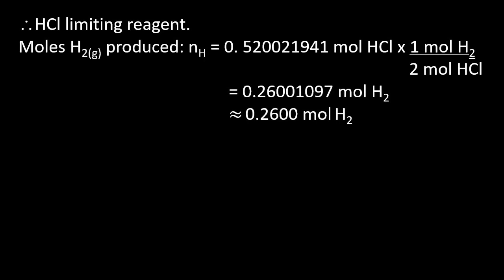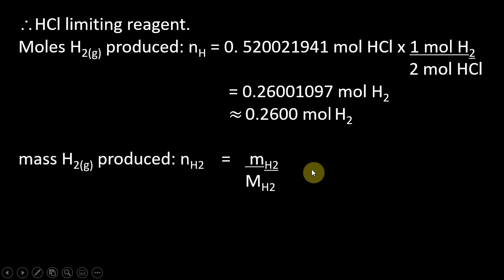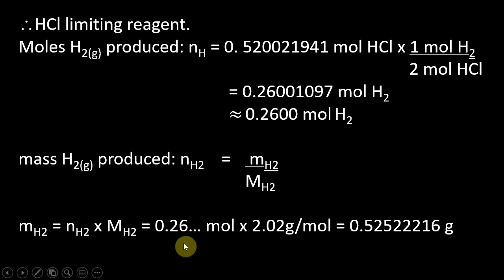All right, so now we're going to use the number of moles of hydrochloric acid to figure out how much hydrogen is produced. We're going to use the 0.52 moles and use the mole ratio, 1 to 2. That's going to give me 0.2600 moles of hydrogen for significant digits. Does that make sense? If I need the mass of hydrogen, then number of moles is equal to mass divided by molar mass, so mass is equal to number of moles times molar mass. And so then we get 0.26 times 2.2, which gives 0.525 grams.